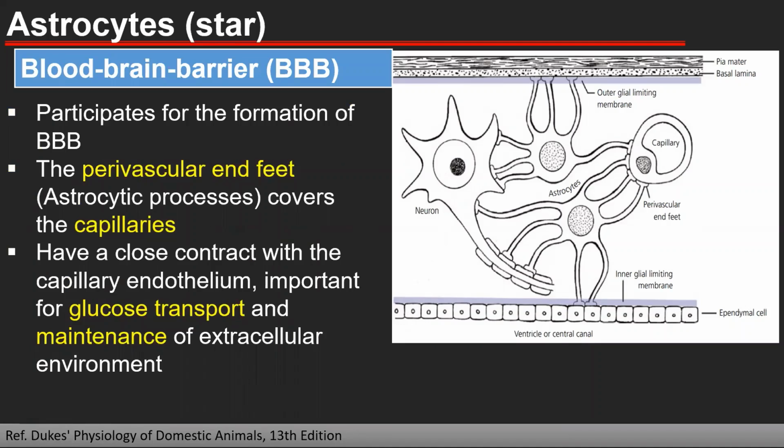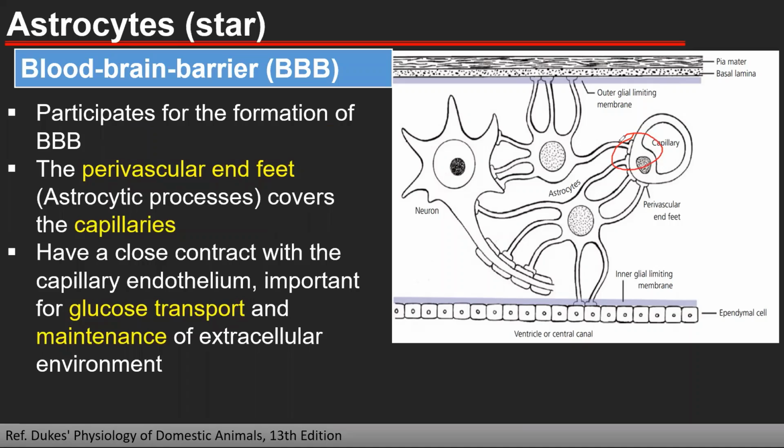Astrocytes also participate in the formation of the blood-brain barrier. The processes of the astrocyte are closely attached with the endothelial cells of brain capillaries. And their perivascular end feet are in very close contact with the endothelial cells of the brain capillary.